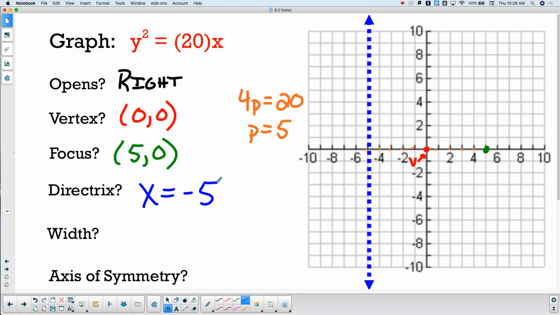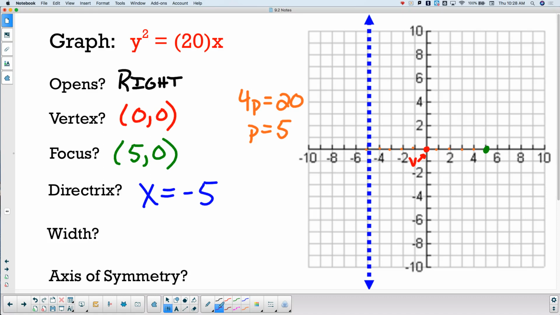Mad Dog? What is the width? No. But what's the width? Whole side. 20. Yep. So the whole width is 20.